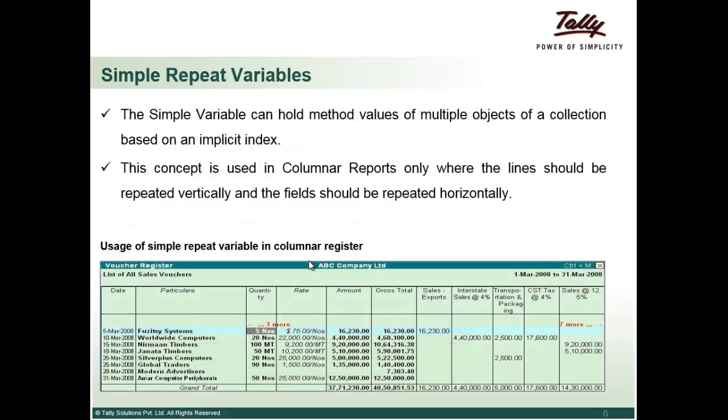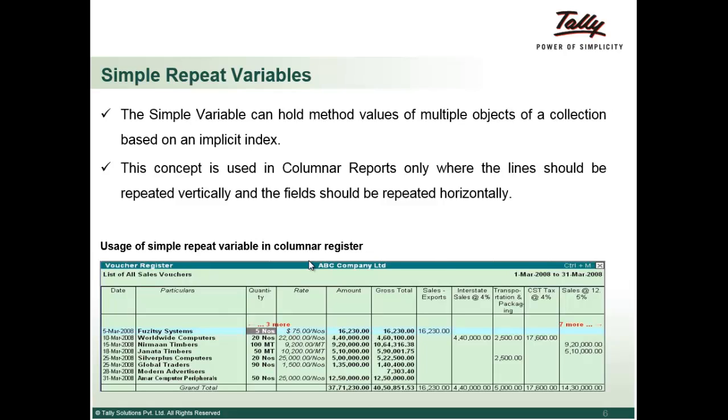So let us go through the next set of variables, that is the simple repeat variables. These simple repeat variables are simple variables which can hold method values of multiple objects of a collection based on an implicit index. This particular concept is usually used in the columnar reports, where you would say add columns.